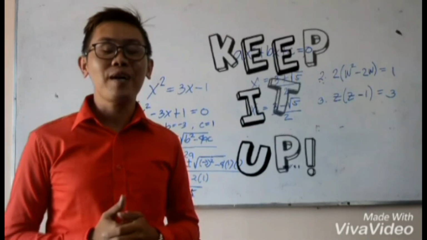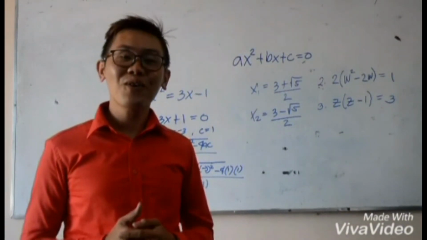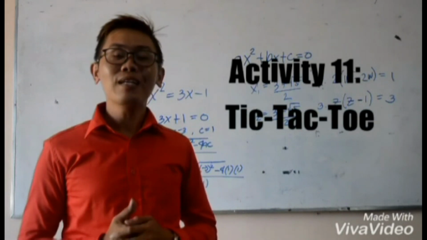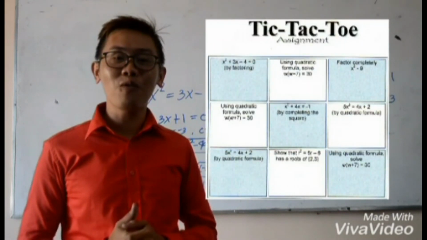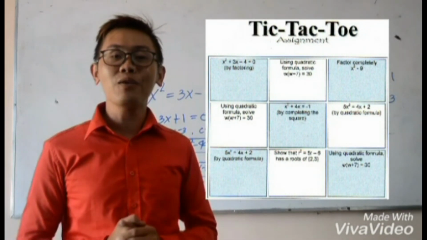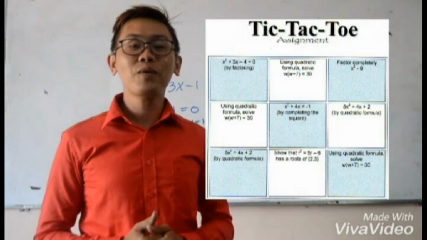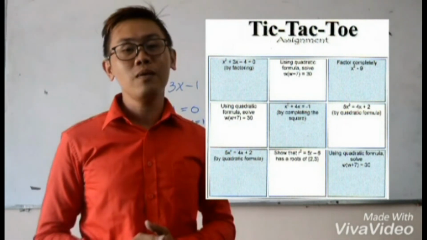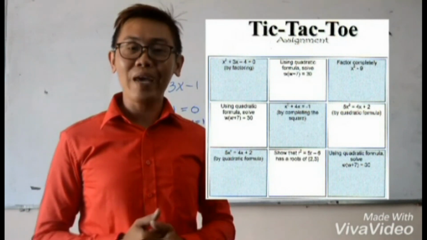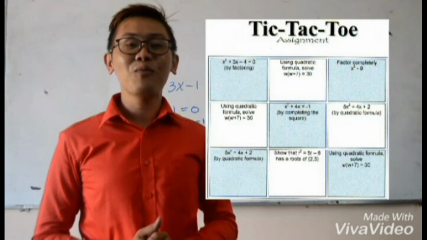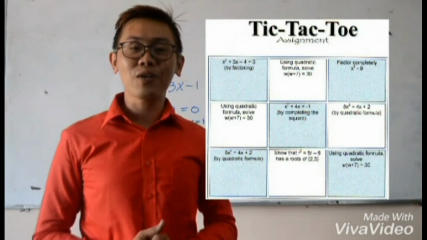Yes, keep it up. For your assignment, you will have your activity number 11, the tic-tac-toe. This activity will let you solve quadratic equations using different methods together with your partner. Directions. Find a partner and select 3 problems in a row to form a tic-tac-toe. The first person who could create a row diagonally, horizontally, or vertically will be the winner. Write your answer on the box provided for you. Enjoy!